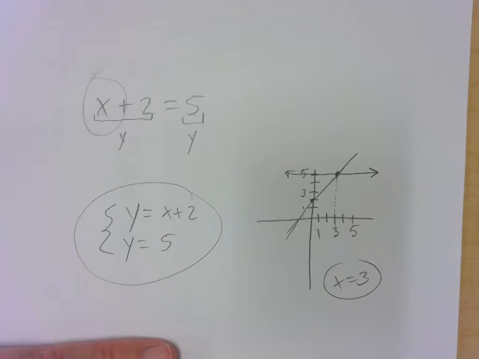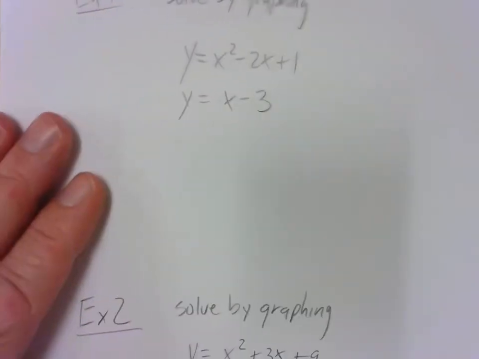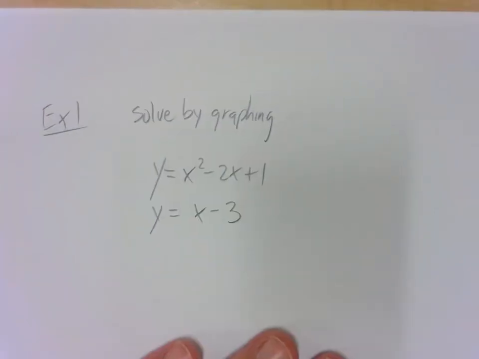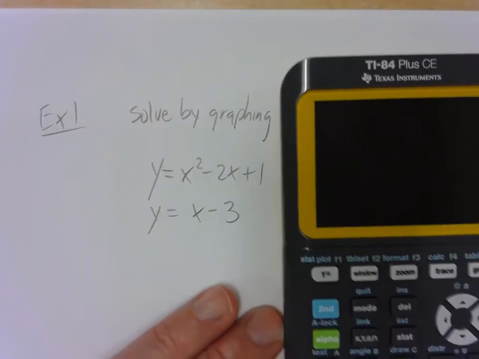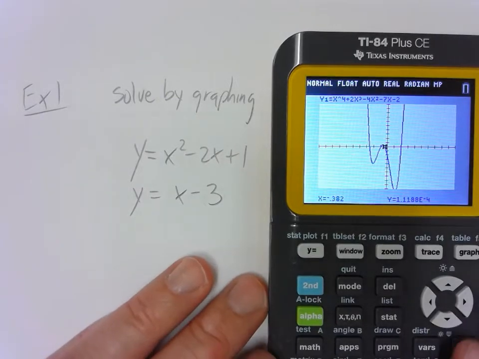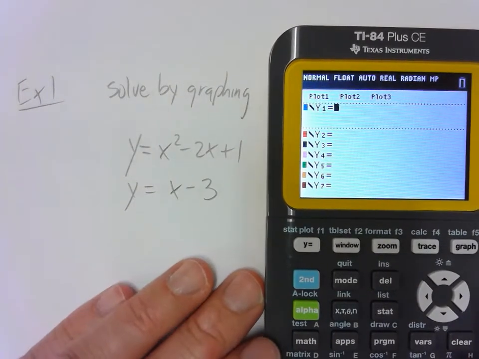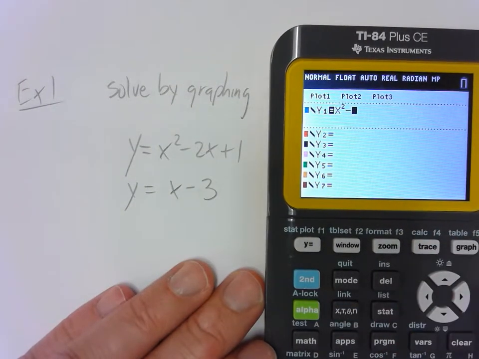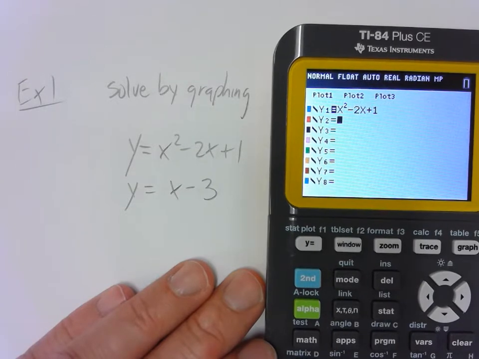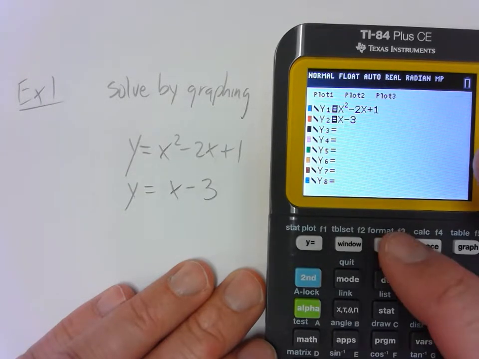So here we go. We're going to solve this first one by graphing, and we're going to use the graphing calculator. So I have my graphing calculator here. That's the last thing I was working on, so I'll go to y equals, clear that out. And we're going to type in x squared minus 2x plus 1, and then x minus 3. All right, so there's my system of equations. And I want to see where they cross. I'm going to hit zoom and 6.